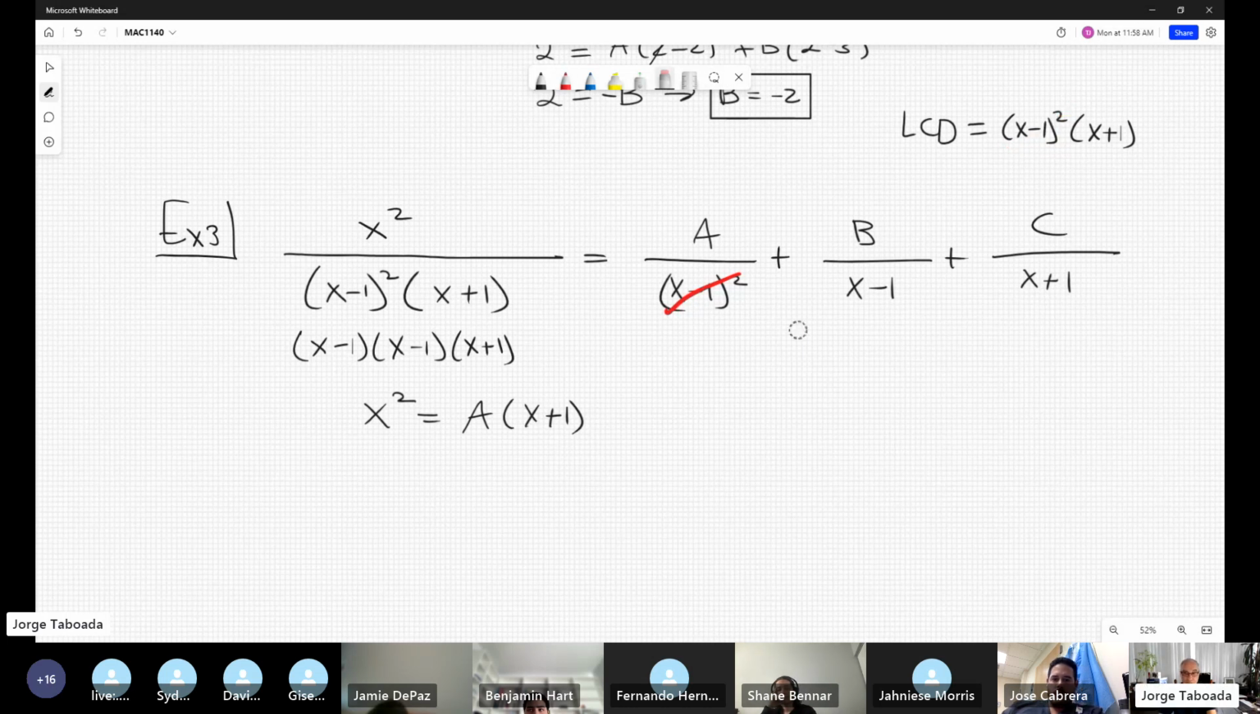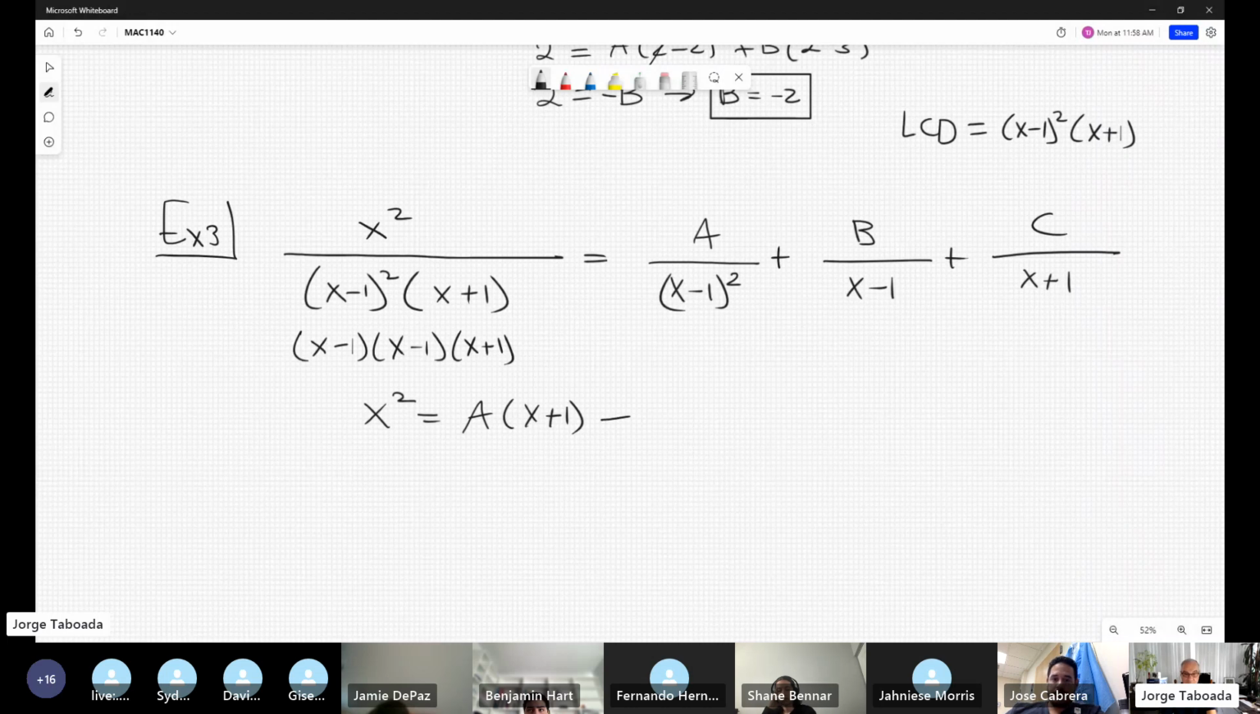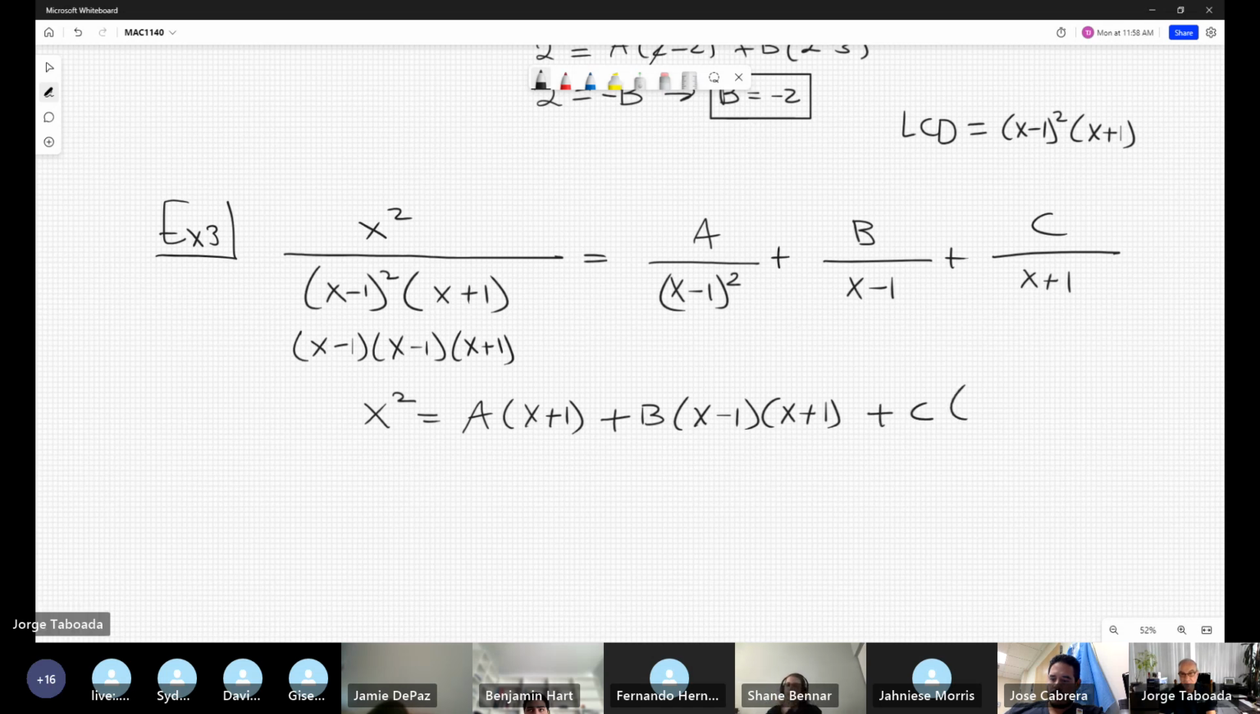Likewise, similarly, when you multiply the second term, it's B times x minus one and x plus one, because only one x minus one is canceled and it stays x minus one times x plus one. And the last one is C times x minus one squared. So far, does everyone follow me, yes or no? Come on, opinion, question.